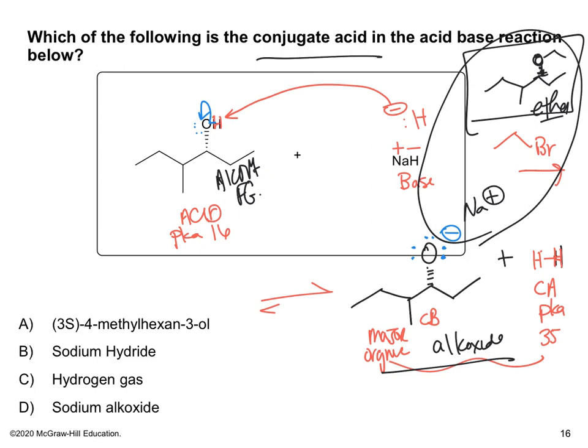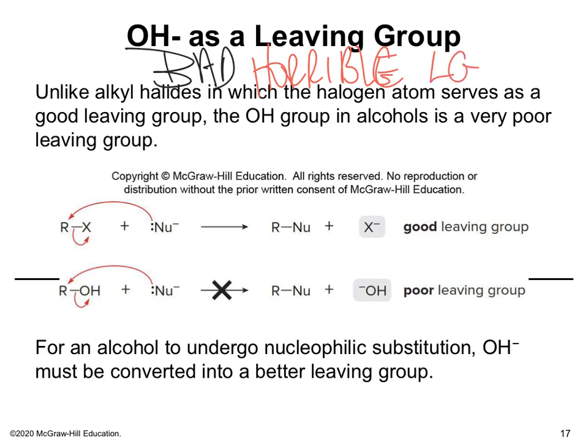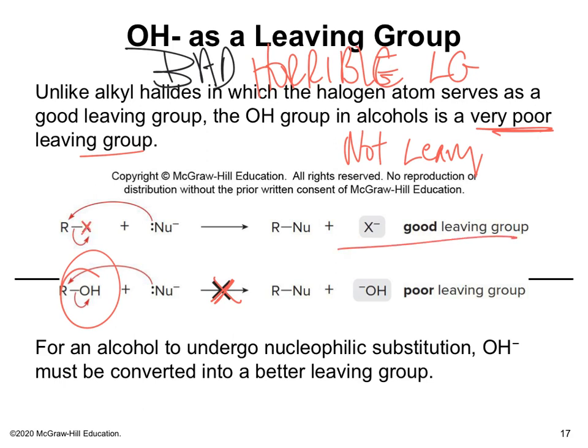So what is the following conjugate acid? Well, there's your conjugate acid. That's hydrogen gas. Okay, OH minus, bad. Let's write the word horrible, leaving group. Horrible leaving group. Very poor, not leaving. So do not make it a leaving group, folks. Leaving groups leave. That's a good leaving group. Not leaving. So we have to convert the alcohol to a better leaving group.